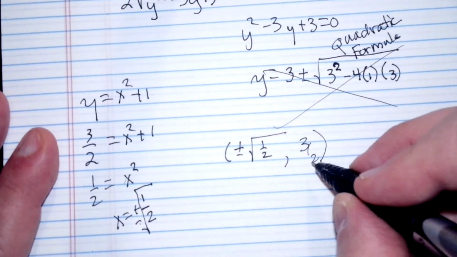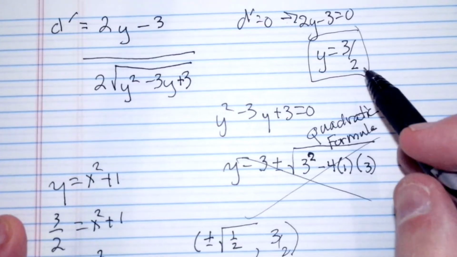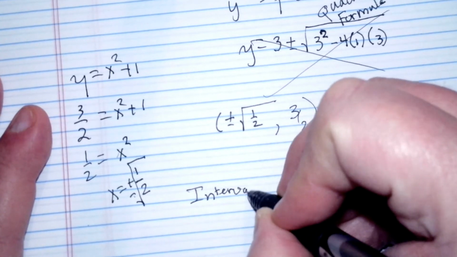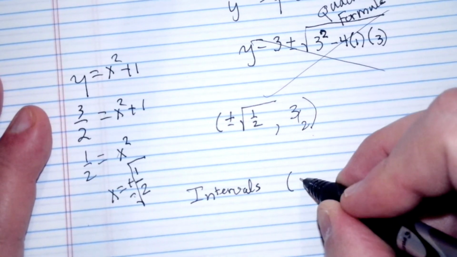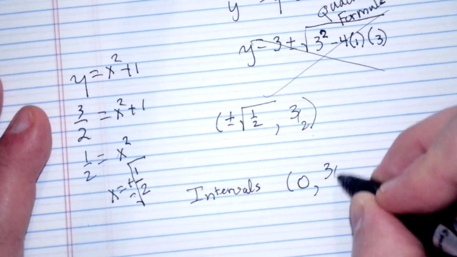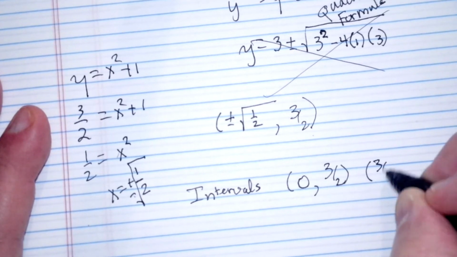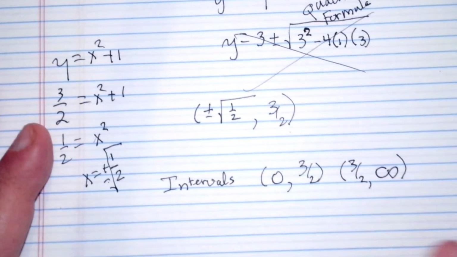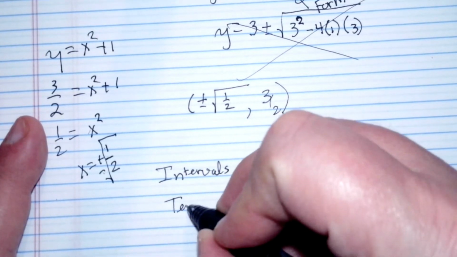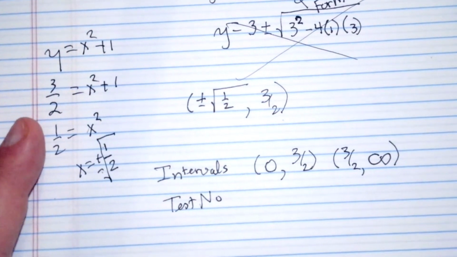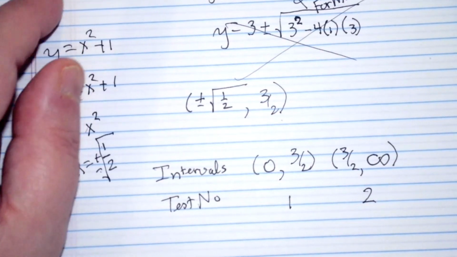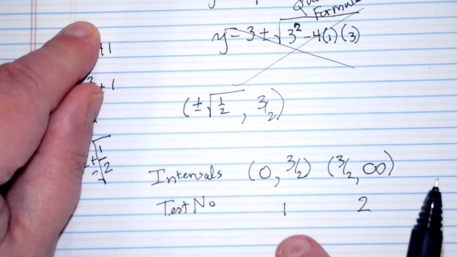Alright, so let's see. We've got one critical number, which was 3/2. So for our intervals, let's make, say, 0 to 3/2 one of the intervals, and then the other interval is from 3/2 to infinity. And then let's pick a test number from each side. So how about 1 and 2? Let's try 1 and 2 in d prime.